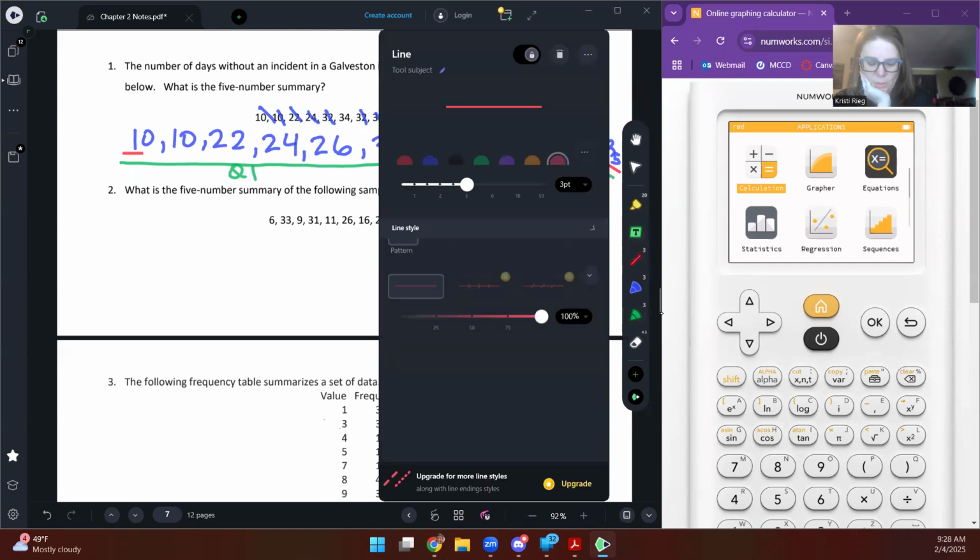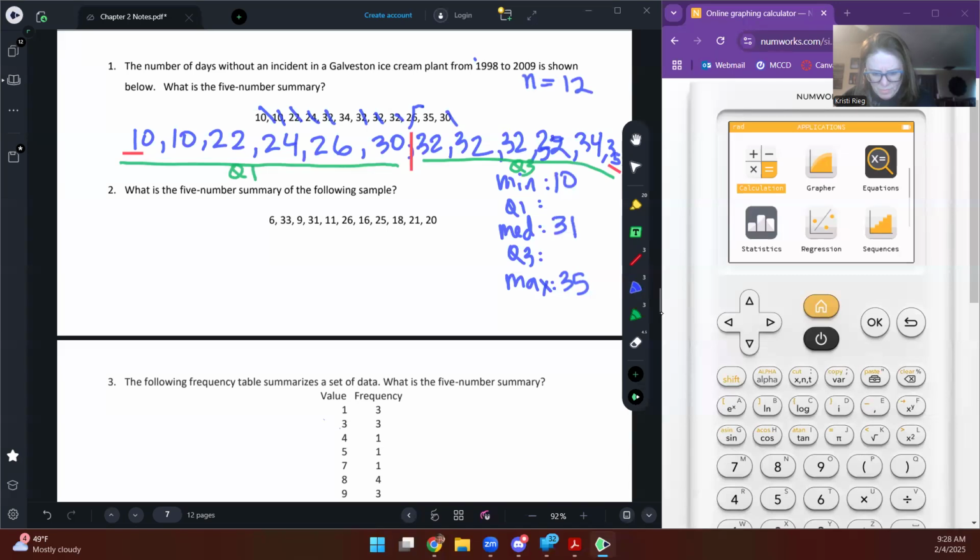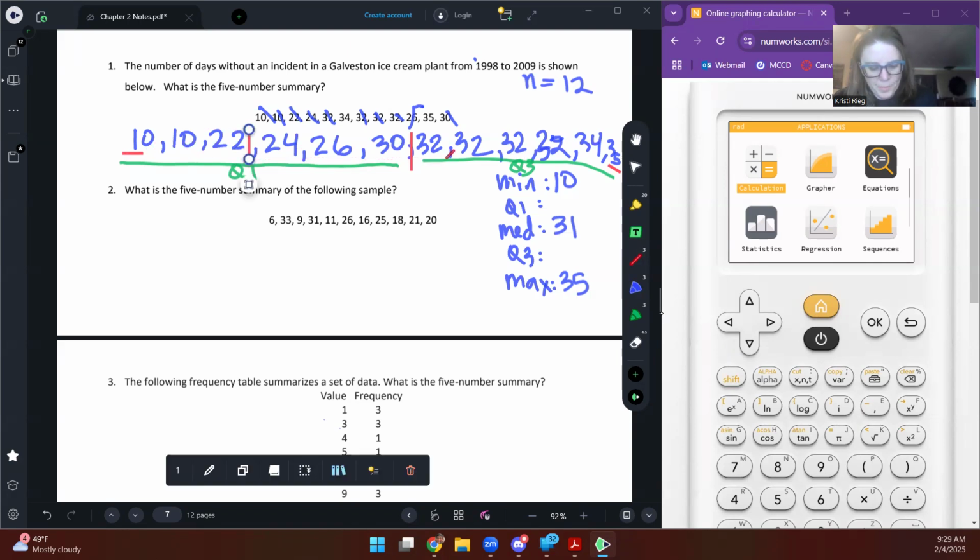We already said that we cut it in half, 6 and 6. So now the top half has 6 and the bottom half has 6. So cutting each of those in half is going to give us 3 and 3. So 1, 2, 3, cut it for Q1. 1, 2, 3, cut it for Q3.